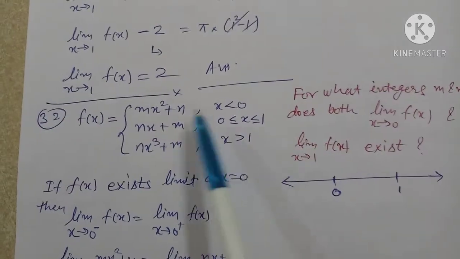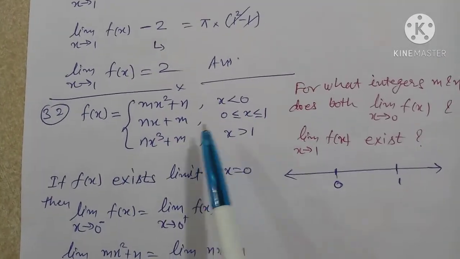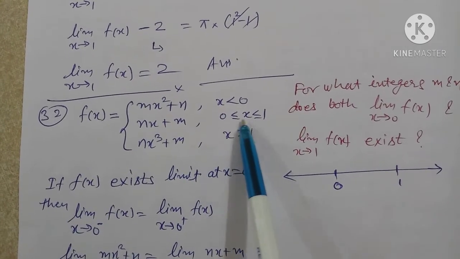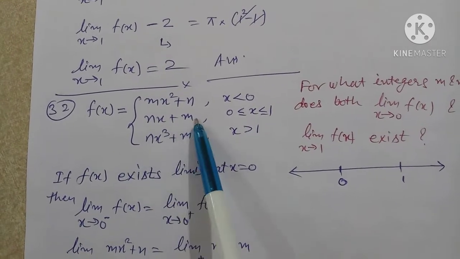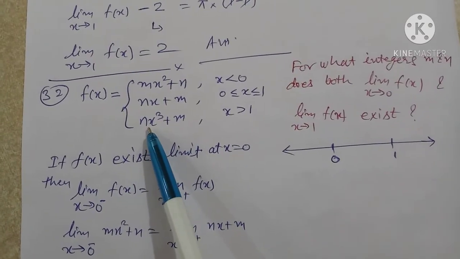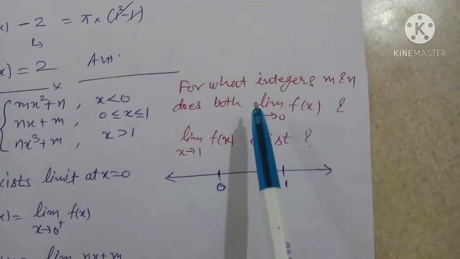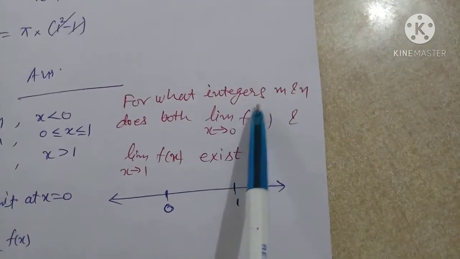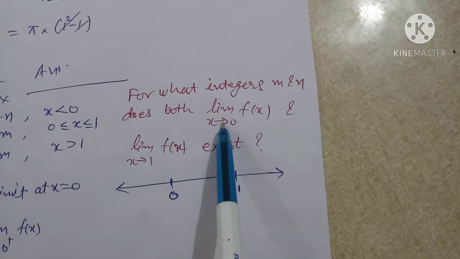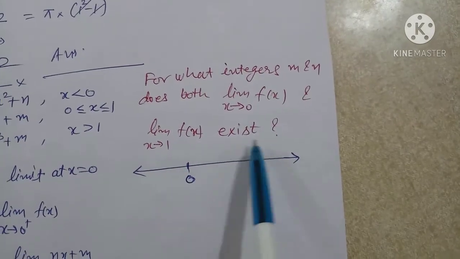In this question, the function is defined as mx² + n when x is negative. When x is between 0 and 1, it is nx + m, and when x is greater than 1, the function is nx³ + m. And the question is, for what integers m and n do both the limit as x tends to 0 of f(x) and the limit as x tends to 1 of f(x) exist?